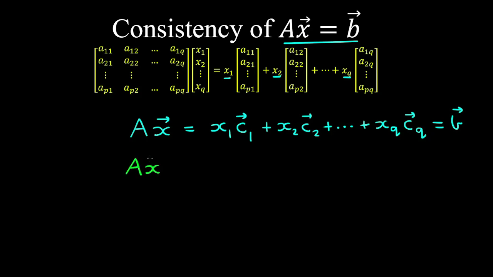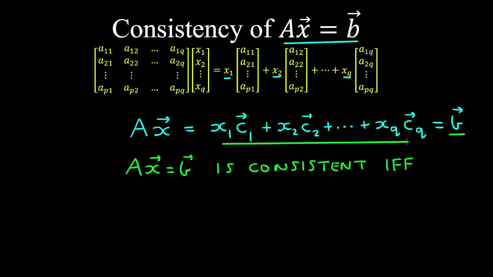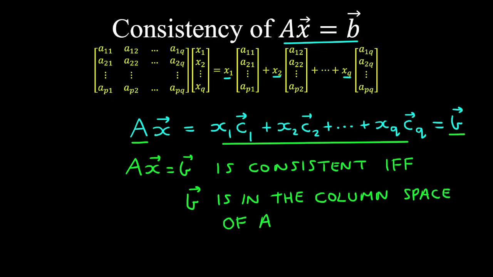Then we say that Ax equals b is consistent if and only if b can be expressed as a linear combination of the column vectors of this matrix A. Or in other words, if the vector b is in the column space of A. So what we would do is solve for x by Gaussian elimination, and then express the vector b as a linear combination of the column vectors to show that it's in the column space of A.